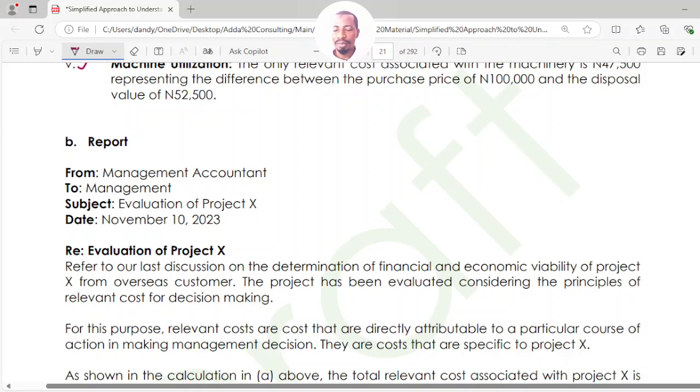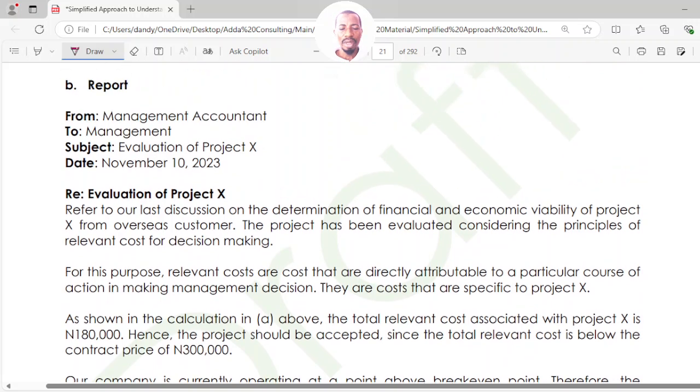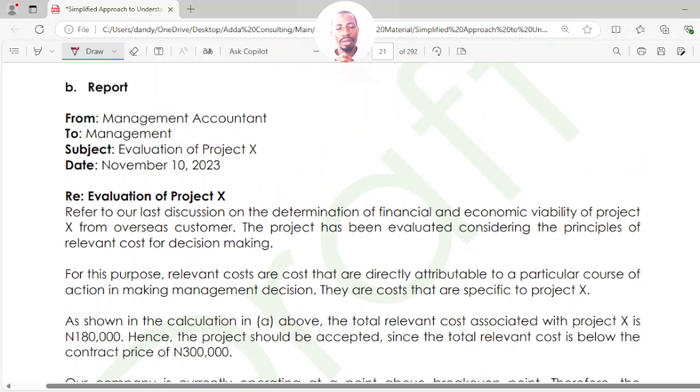All right. When you are writing a memo, of course, you have to indicate the person that is writing the memo. In this case, the person with the requisite knowledge to evaluate this project is the management accountant, because you have taken into consideration relevant costs. It's only the management accountant that understands the principle of relevant costing. An engineer within an organization is not skillful enough to do all of this.